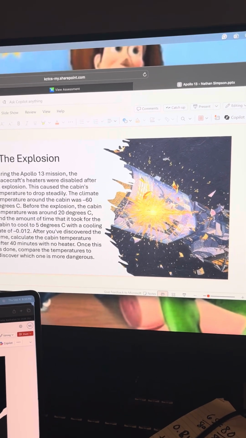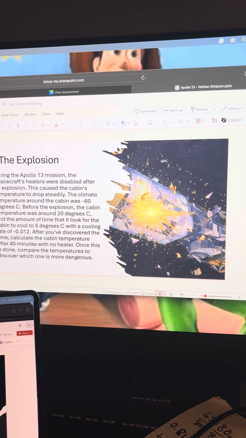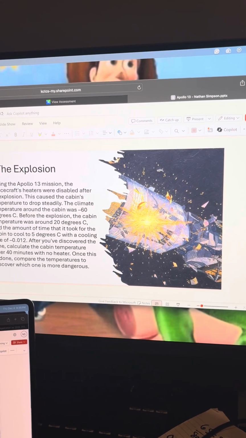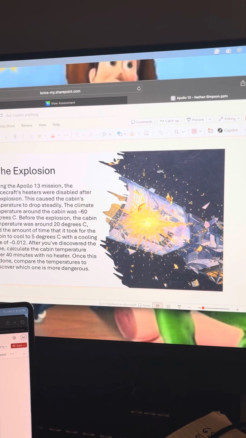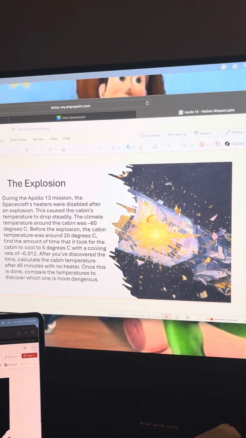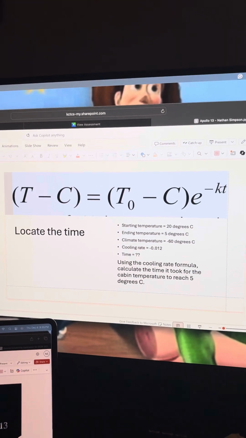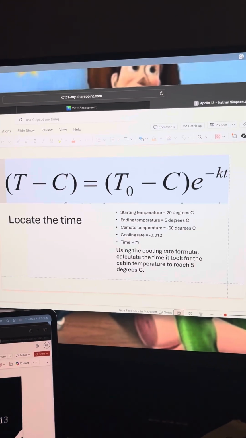And then, after you've discovered the time, calculate the temperature after 40 minutes with no heater. Once this is done, compare the temperatures to discover which one is more dangerous to the human body. So those are our two problems that we'll be having. The first one is to locate the time.